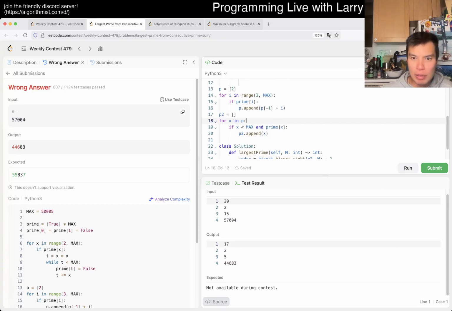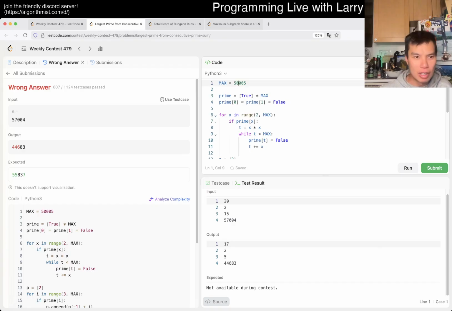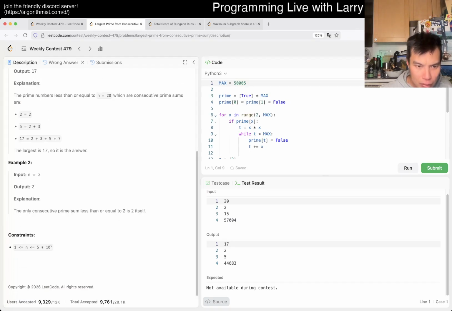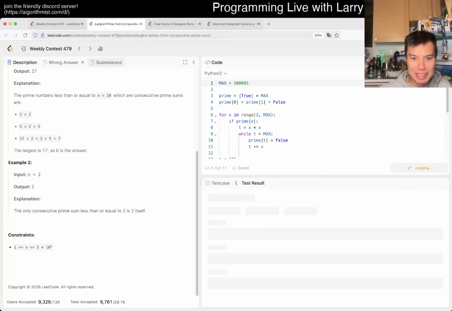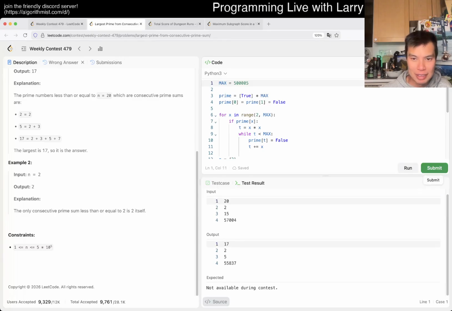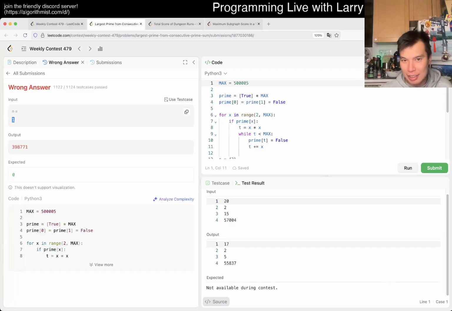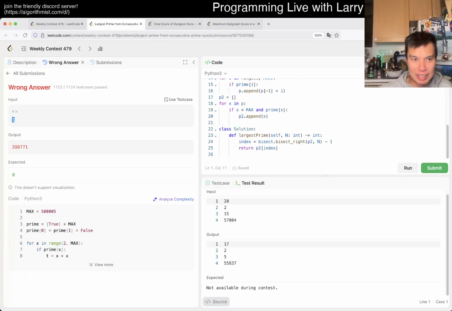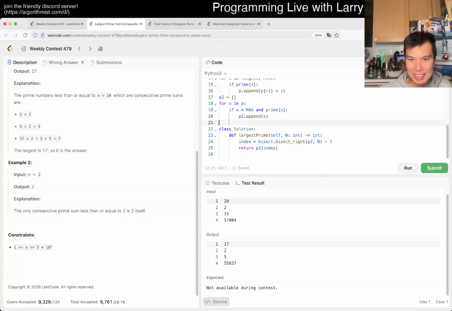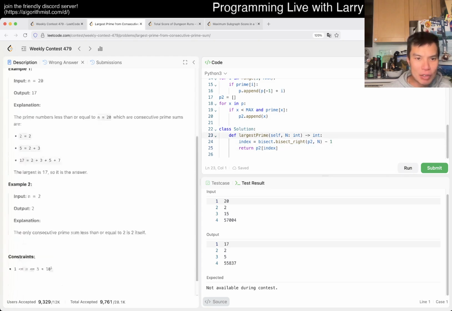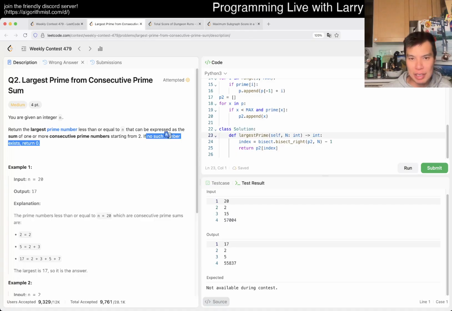Oh, wait, no. Oh, because I set the max too low. 5 times 10 to the 5th. Oh, no, you Dumbo. I didn't know what that meant. I hate this. But 0 is okay. I was going to say 0 is not a prime, but okay, fine.